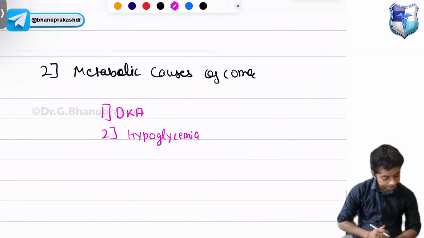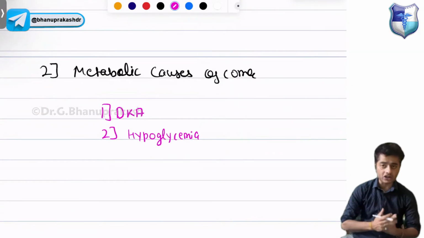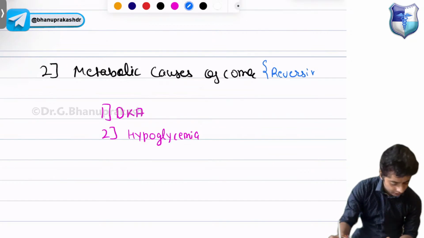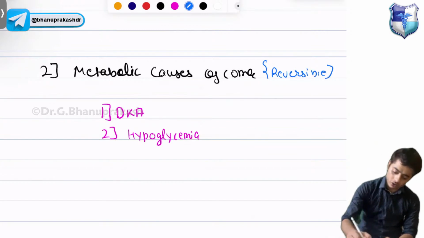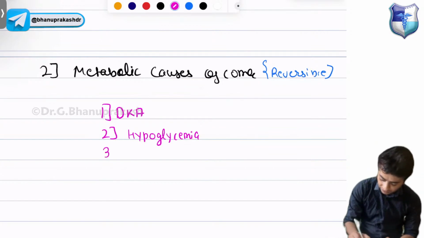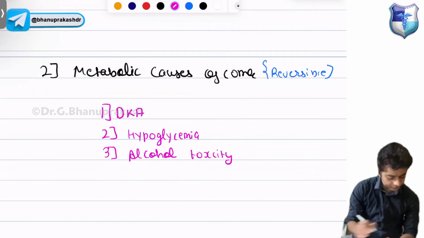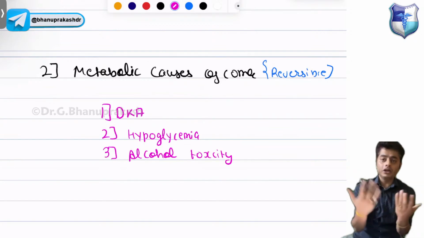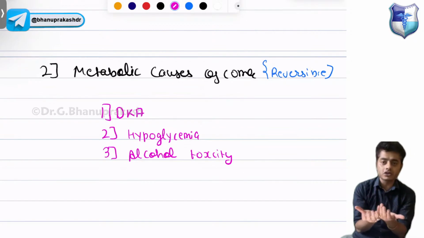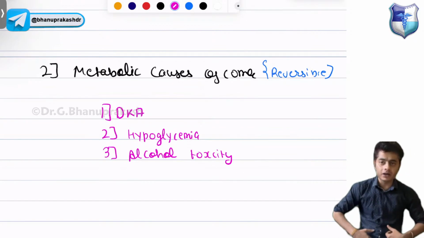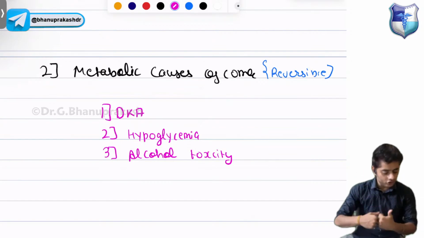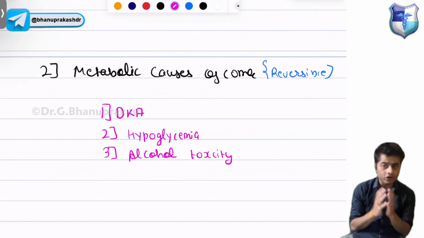Other causes. Can you think of more metabolic causes of coma which are reversible? Arya Nag is saying alcohol. Okay, beta. You are always in favor of alcohol. So alcohol toxicity. More. Can you think of more causes? Because if you are going to see a patient of coma and you are thinking of reversible causes, your mind should also be thinking of reversible causes. Because your eyes can only see what your mind knows. So think of other reversible causes of coma.